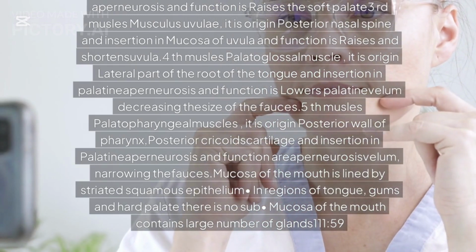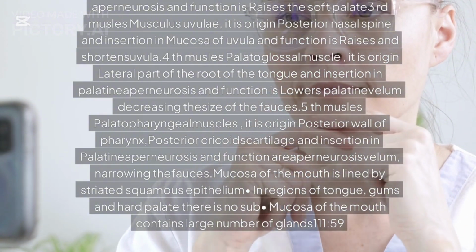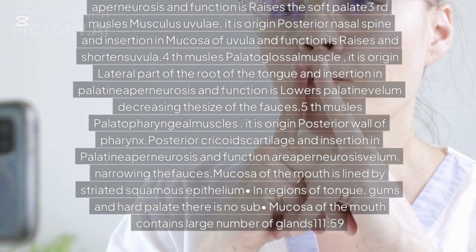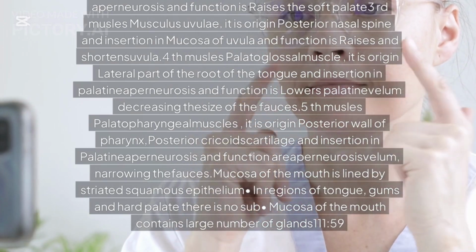Mucosa of the mouth is lined by stratified squamous epithelium. In regions of tongue, gums, and hard palate, there is no submucosa. Mucosa of the mouth contains large number of glands.